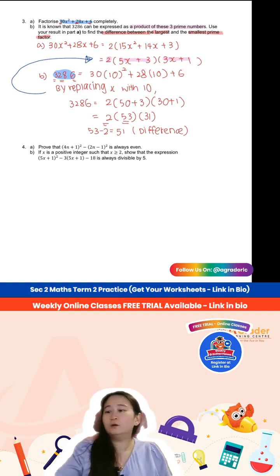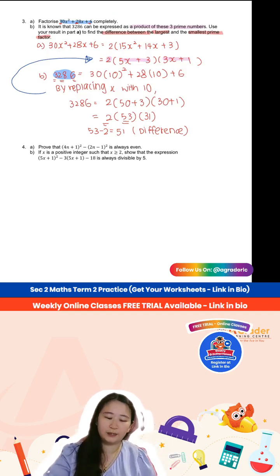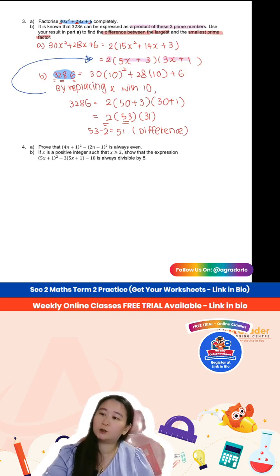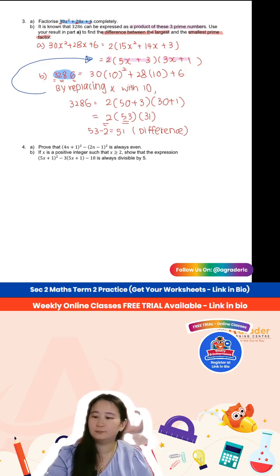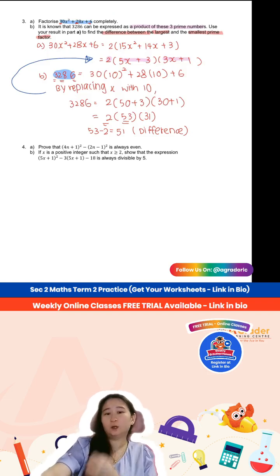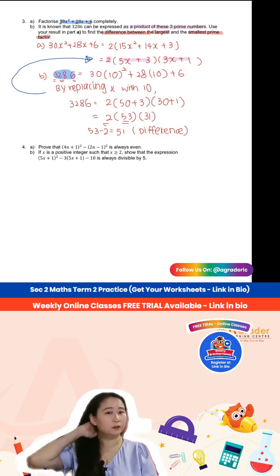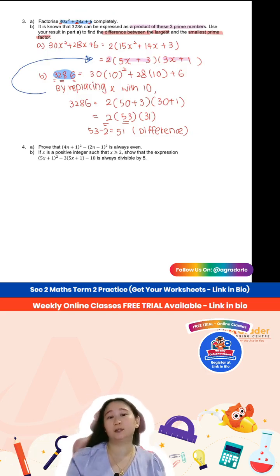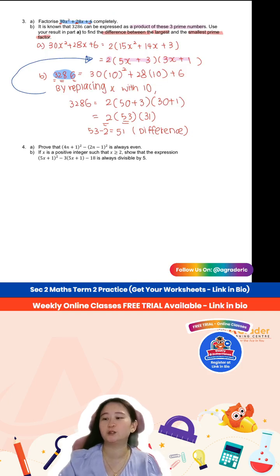Question 4, try to prove that the expression is always even. Whenever you want to prove that something is always even, you need to show that you have a factor of 2 in that expression in order for it to be always even.